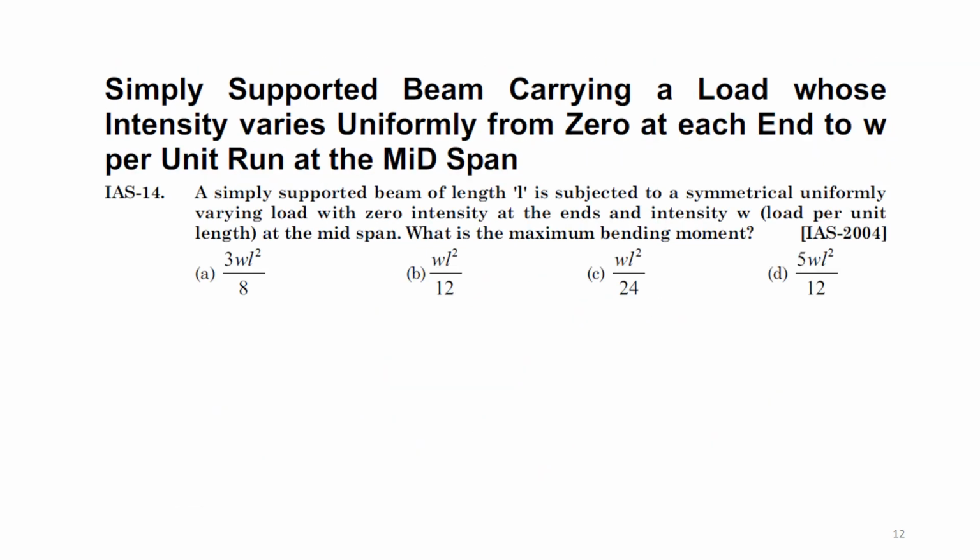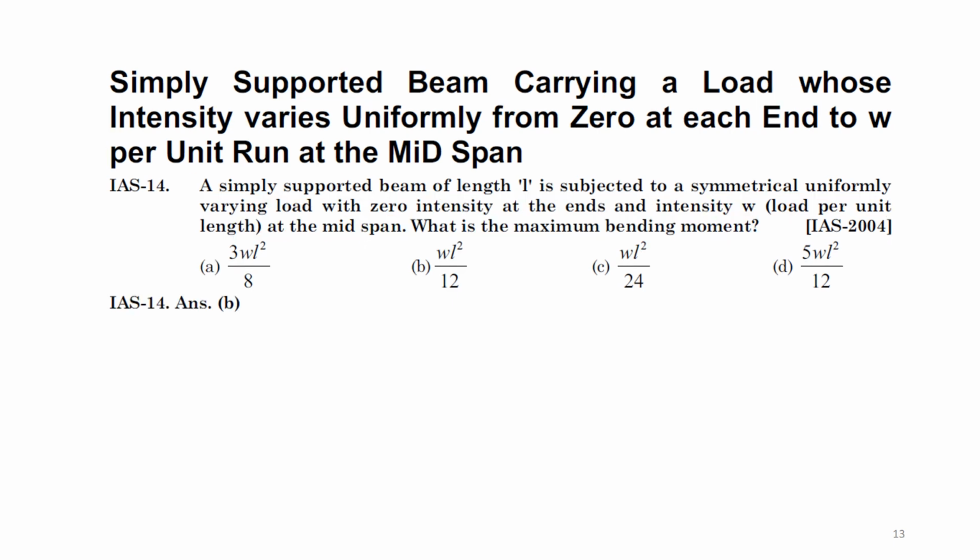Next question. A simply supported beam of length L is subjected to a symmetrical uniformly varying load with zero intensity at its ends and intensity W, or load per unit length, at the midspan. What will be the maximum bending moment? In this case, the maximum is nothing but WL square by 12. It's a standard formula. You have to remember this, that is WL square by 12.